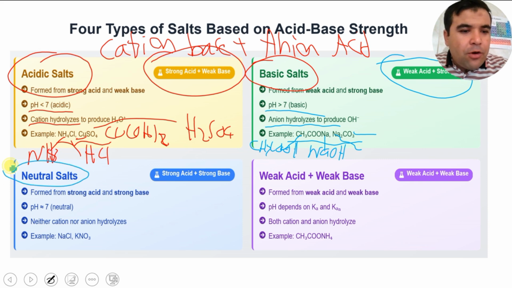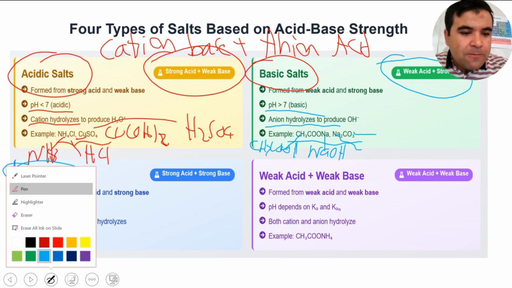Guys, the third type is the neutral salt, guys.